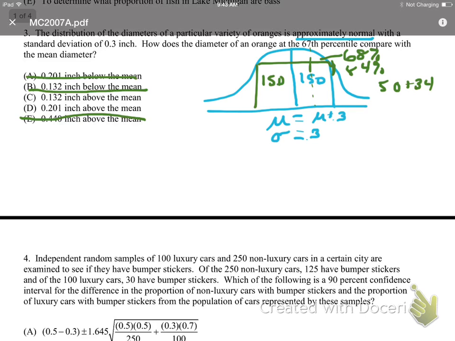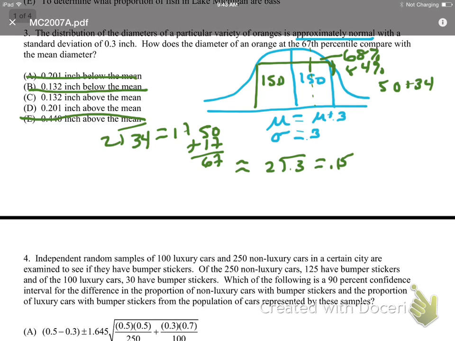So let's think about it here. 67. Well, if there's 34 here, 34 divided by 2 is 17. And what do I have? 50 plus 17 is 67. So roughly speaking, half of 0.3 is 0.15. Now, it's not a true proportion because there's more of the color in some areas than the other. It's not uniform, so it's not a true proportion, but it's a good place to start. And do you see here that 0.13 is a lot closer than 0.20, so my answer is C.